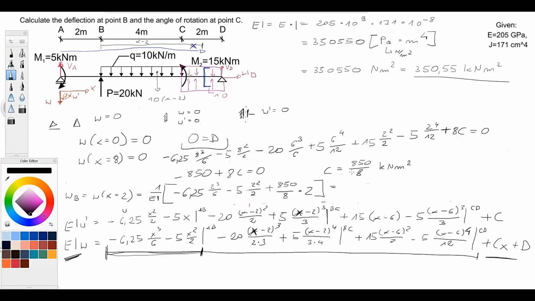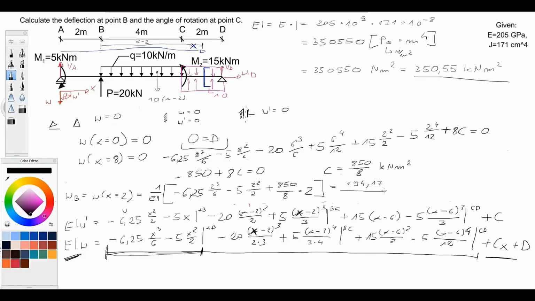Quickly enter this into the calculator. Minus 625 times 2 to the power of 3, divided by 6, minus 5 over 2 times 2 squared, plus 850 over 8 times 2. It comes out in the so-called mean time, which does not exist. I'll quickly check if it came out the same as when I calculated it earlier. I think it did.